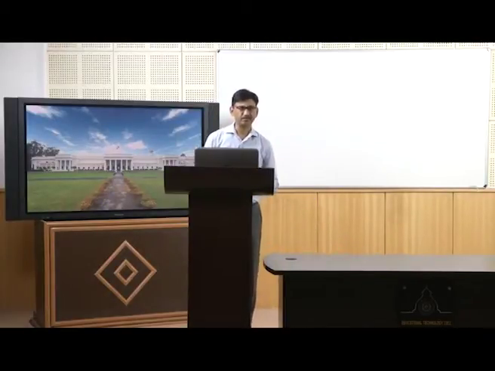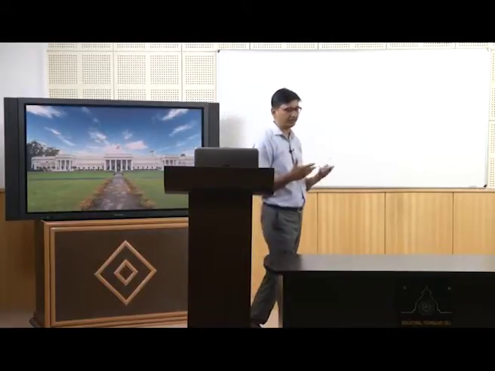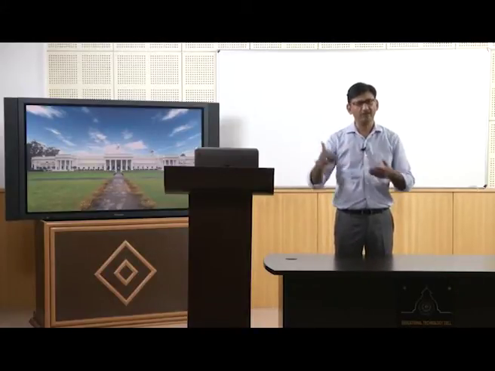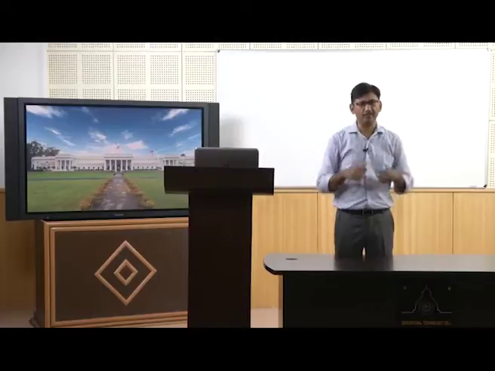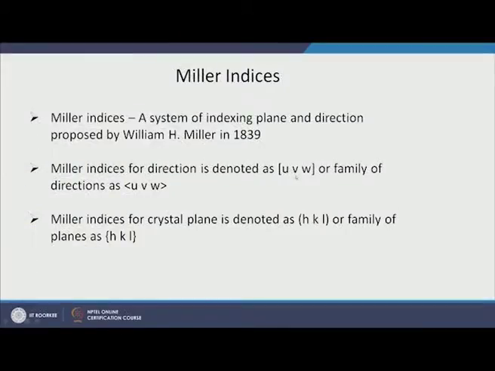So, he proposed a system for how you can index these planes and directions. For example, for directions he said UVW can be the name, and if you enclose them in a square bracket, like which is shown here, then it will be a direction. That is how you can denote the direction.